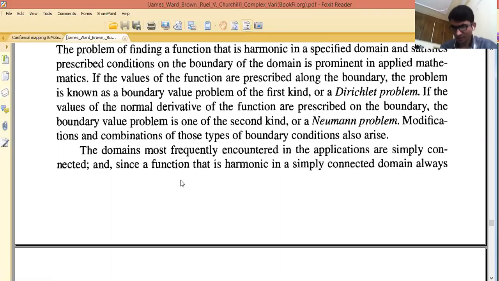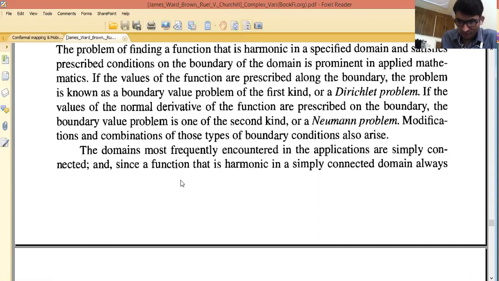The question is objective type. If w equals a function of z represents a conformal mapping of a domain D, then f'(z) is what? Option A is analytic. Option B is not necessarily analytic. Option C is not analytic, and D is none of the above. Option A is correct, analytic.